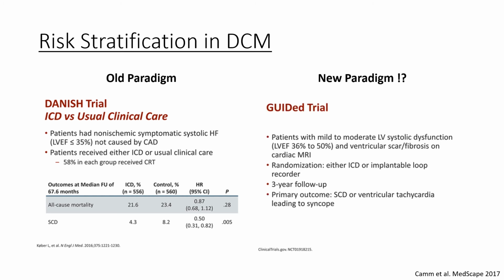As compared to our new paradigm, which may end up looking not at ejection fraction solely, but rather also at parameters like LGE, which represents scar and fibrosis as an arrhythmogenic substrate. And this is being actively looked at in the GUIDE trial and other trials in groups of patients that have ejection fractions of 36 to 50 that would not otherwise qualify for a primary prevention ICD.